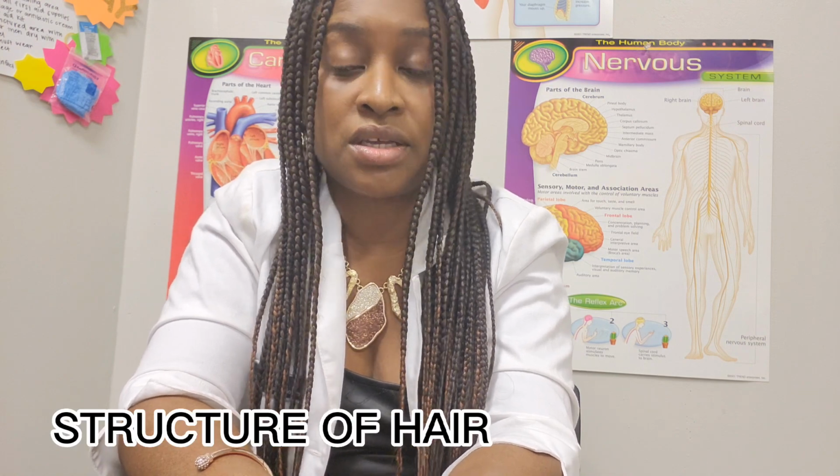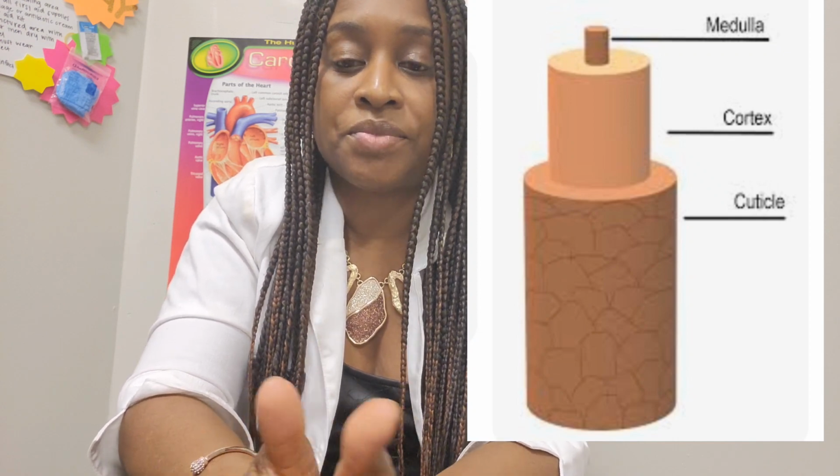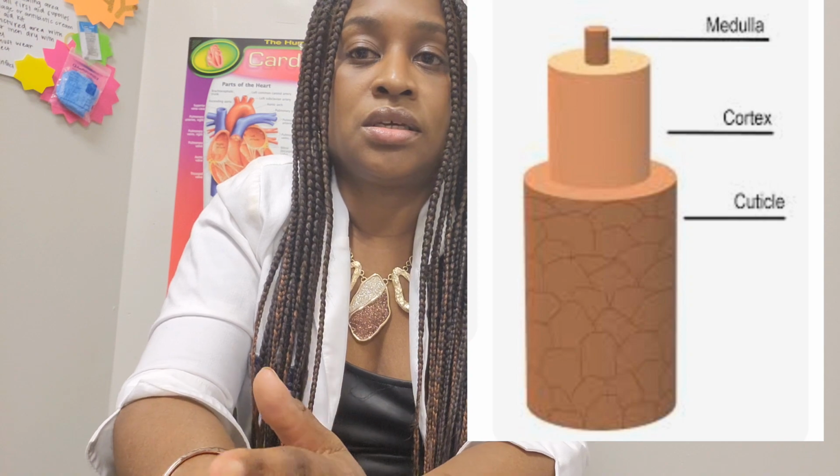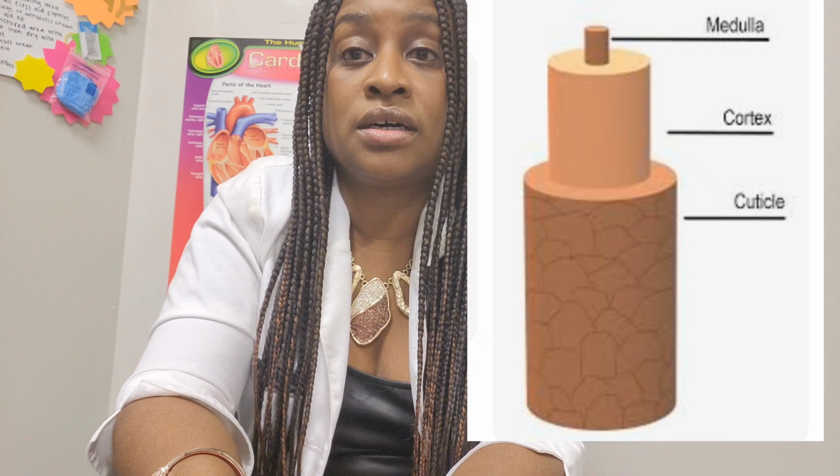Okay, so let's go ahead and get into today's topic. Today's topic is going to be on the structure of hair. The structure of hair is composed of three different parts. You have the cuticle, the cortex, and the medulla. The cuticle layer is the outer layer of your hair, and that layer acts as a protective shield.